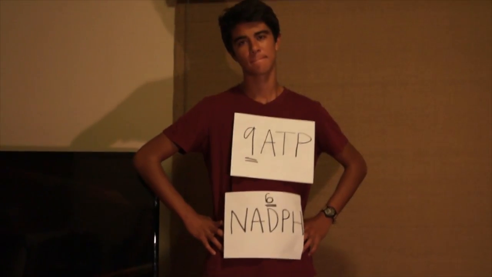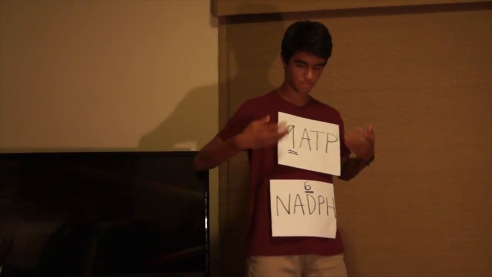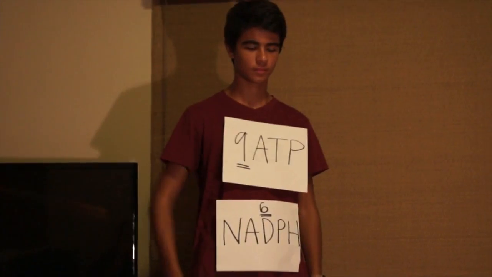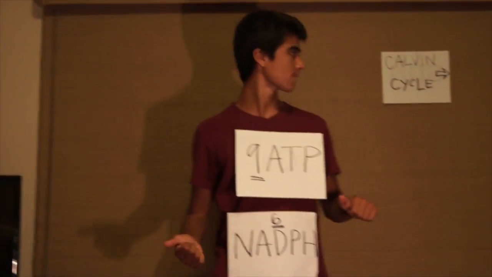Nine ATP and 6 NADPH are produced, which then go out of the thylakoid membrane and into the stroma for the Calvin cycle.